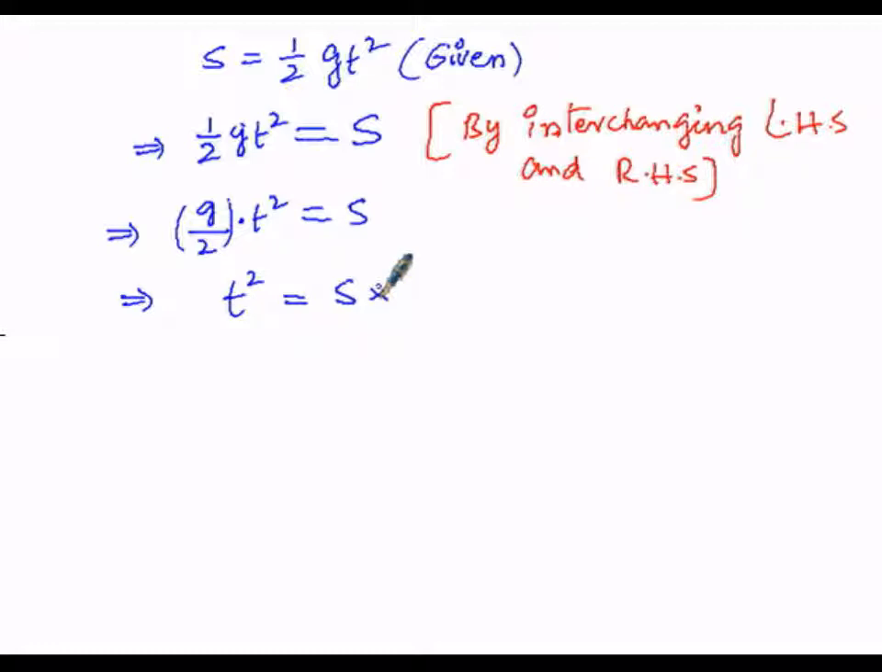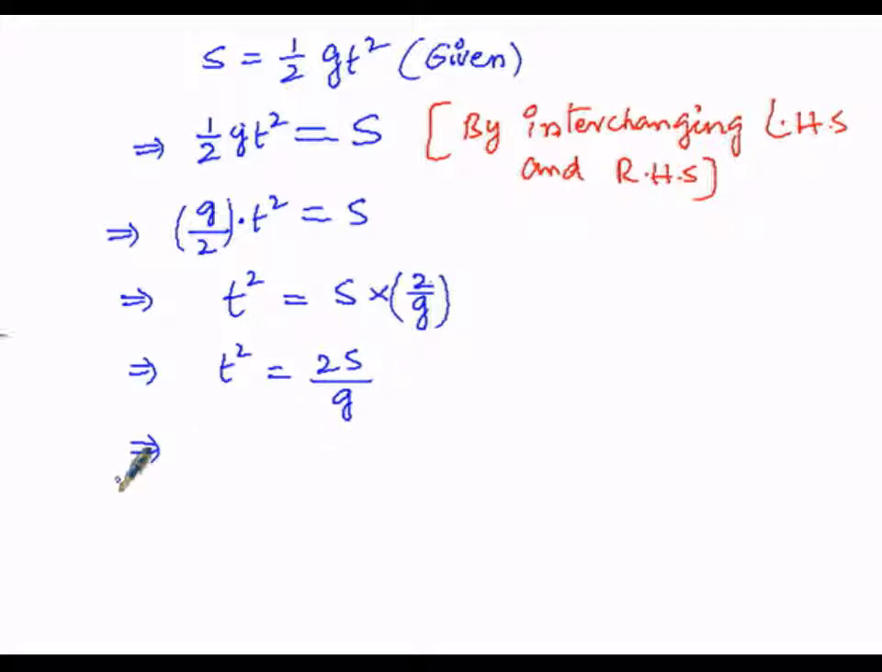I have to write its reciprocal. The numerator of g by 2 is g and the denominator is 2. When we transpose g by 2 to the other side, it will divide. In other words, instead of the division symbol, when we write multiplication, I have to write its reciprocal. The reciprocal of g by 2 is 2 by g. Then t square equals 2 into S, that is, 2S divided by g.